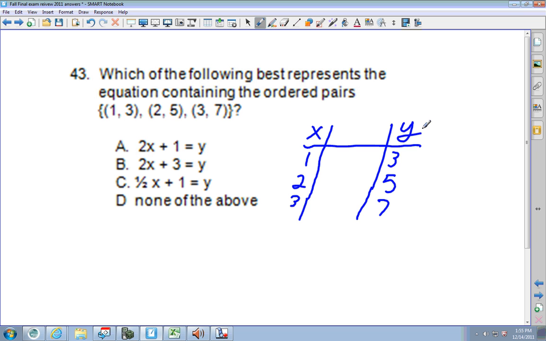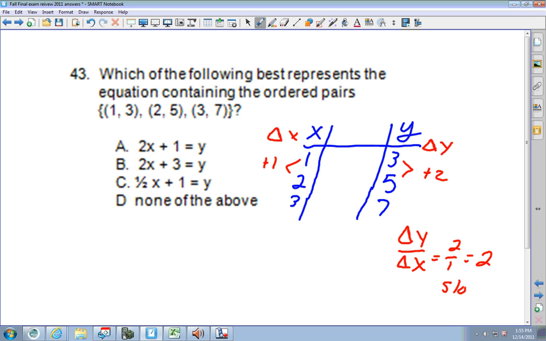So to find your equation, you're going to do delta y, the change in y, which is plus 2, over delta x, plus 1. Delta y divided by delta x is 2 over 1, which is 2. This is your slope. Remember, that goes in the first column. So I put slope here. Next to the slope, I put my x, and so I have 1 and 2 and 3.